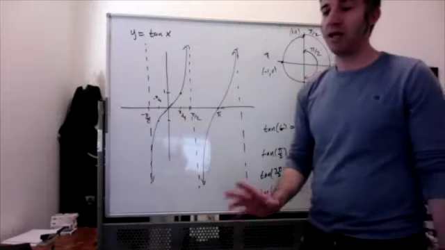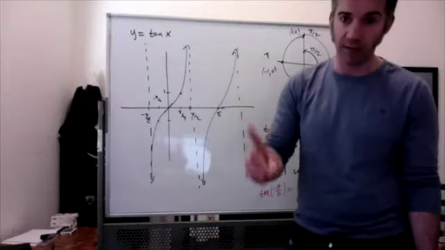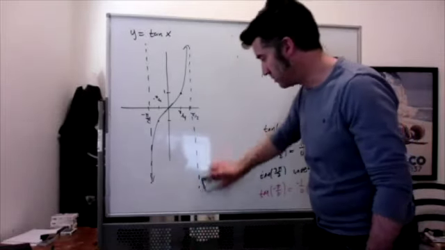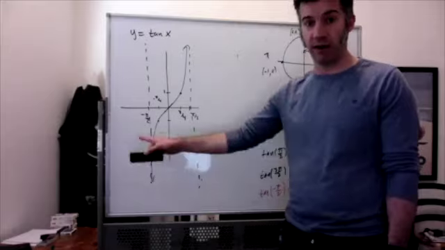So if you're asked to graph tangent, this is what you should graph. Really, I should say, if you're asked to graph one period of tangent, you really just want to graph this period right there, the middle period between negative pi over 2 and pi over 2.